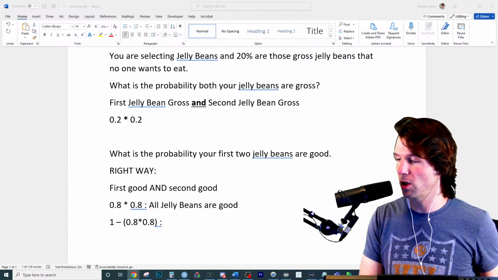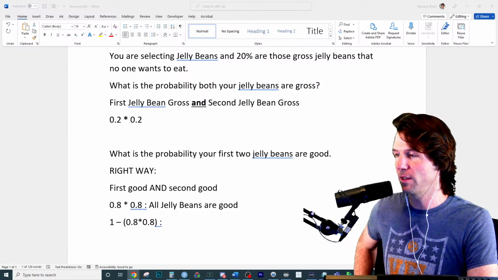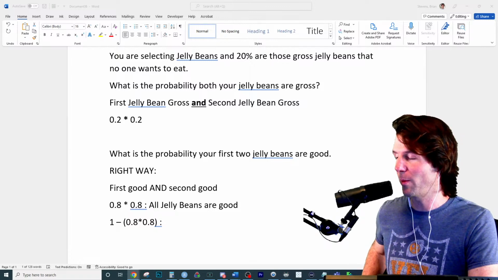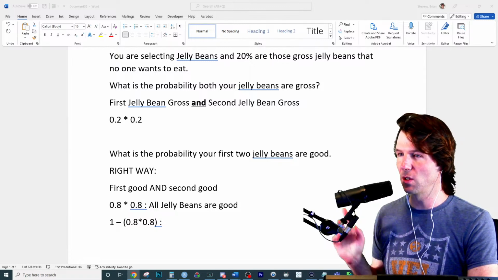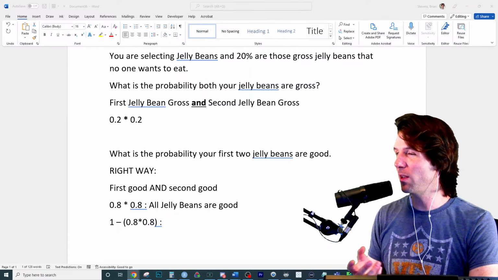That is the complement. Either a jelly bean, according to this example, is gross or good. You could say gross or not gross. We're just going to say either it's gross or good. So the probability of 2 good jelly beans is 0.8 times 0.8.